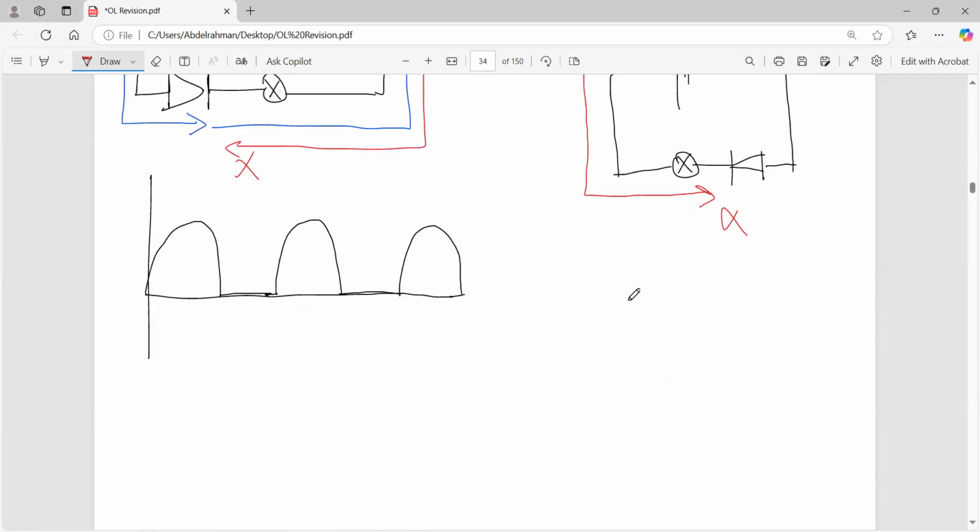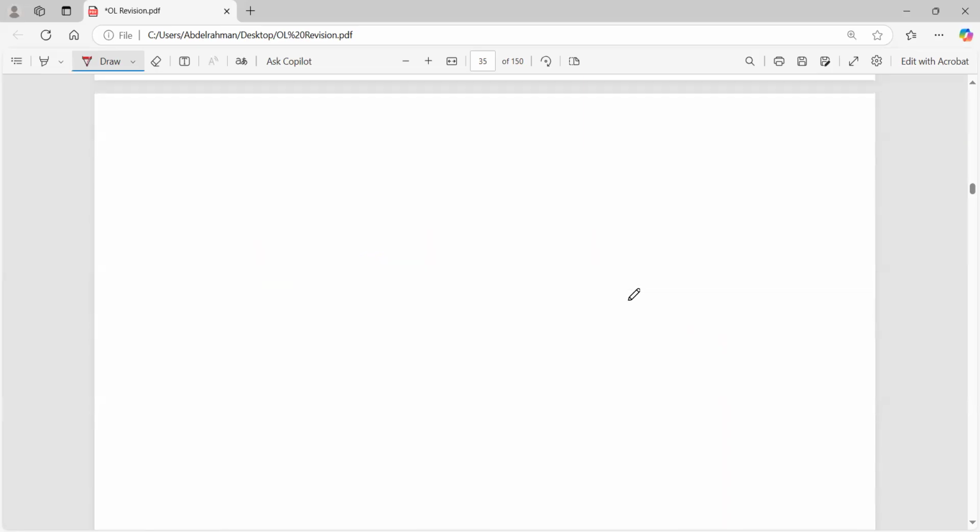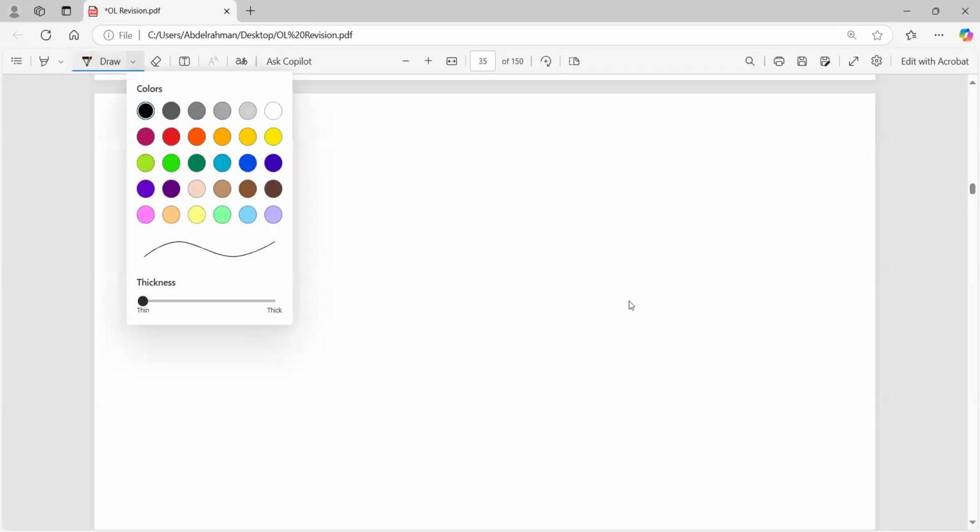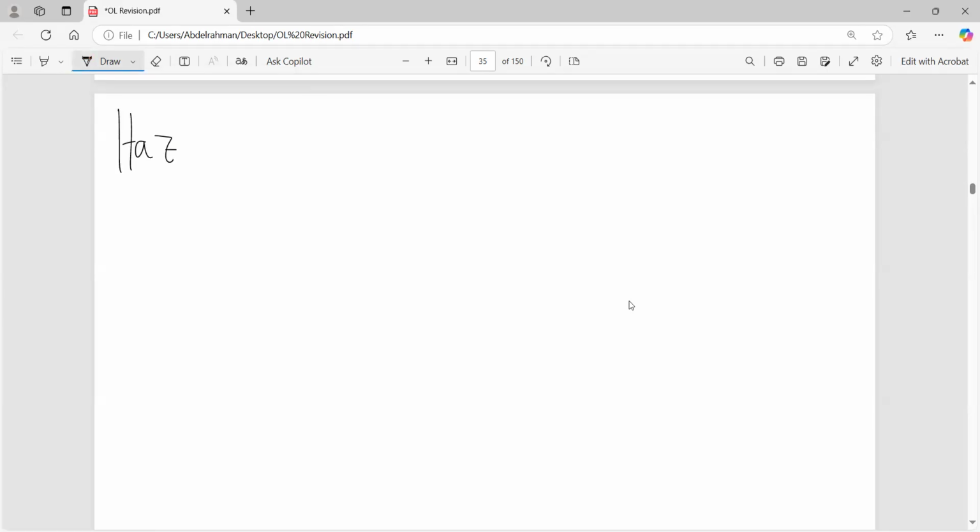What other components do we have? We have some hazards. In circuits, we have some hazards, and then we need to talk about the IV currents. What are the hazards in the circuits? We have two main hazards, two main problems with the circuits.